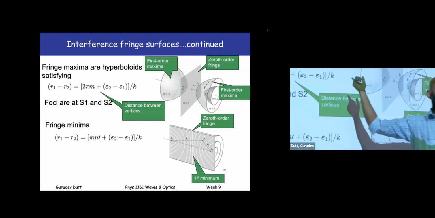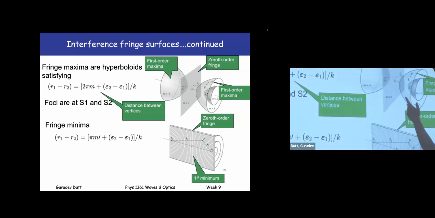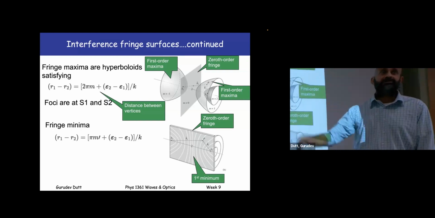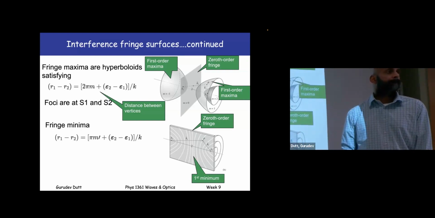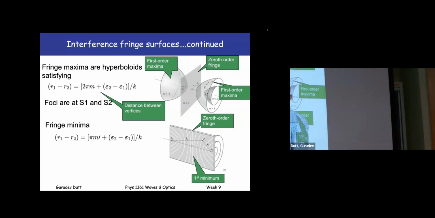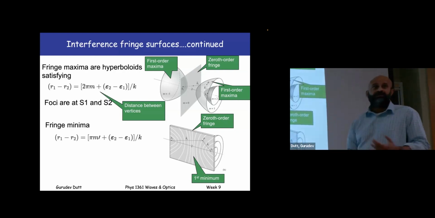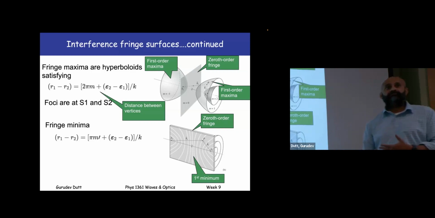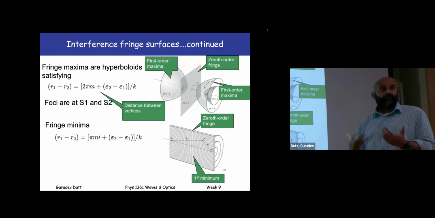And K, what is K in terms of some other quantity? Remember what K is? Yes, Paul. It's 2 pi over lambda. Exactly. So K is 2 pi over the wavelength. When I put that in here, the 2 pi's cancel out and I get m times the wavelength. So when the difference between the distances R1 minus R2 is m times lambda, just from this expression, we are going to get constructive interference or maxima. Those are called fringe maxima, and they are hyperboloids.